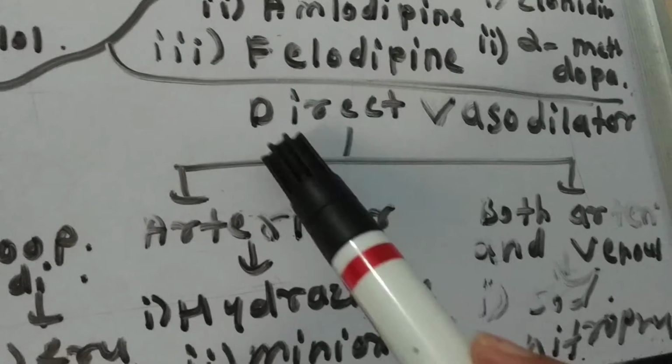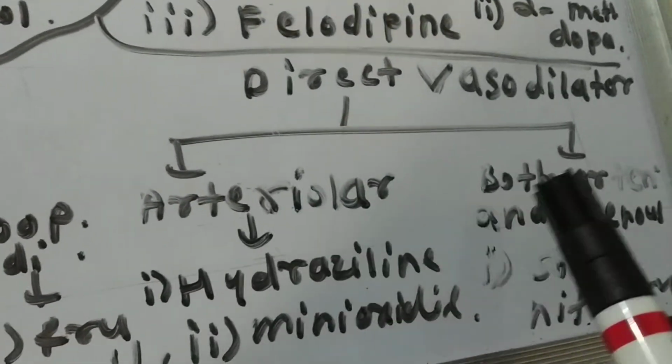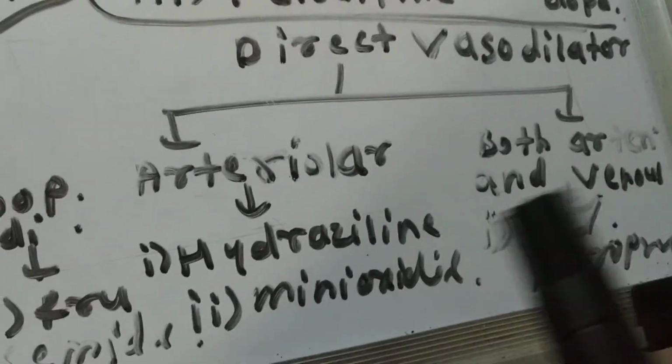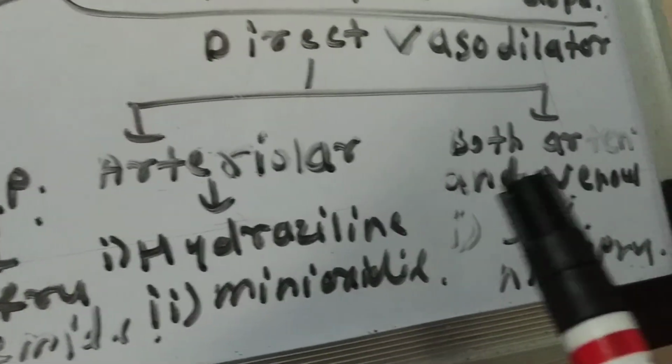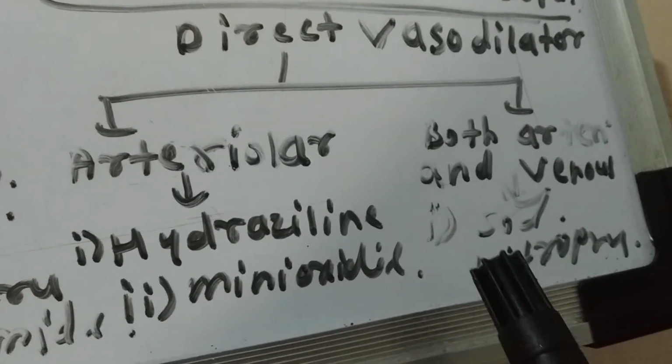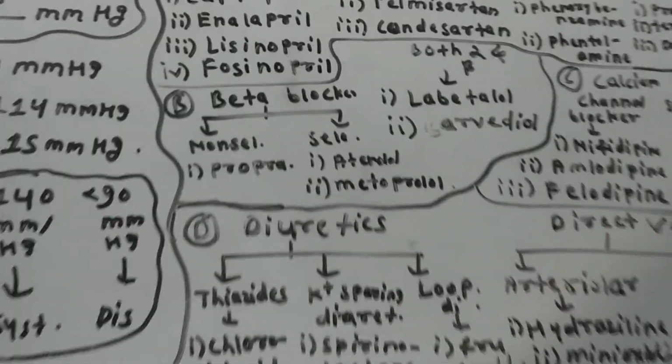Then direct vasodilators, arterial and both arterial and venous. First one, examples are hydralazine and minoxidil, and for both arterial and venous, sodium nitroprusside.